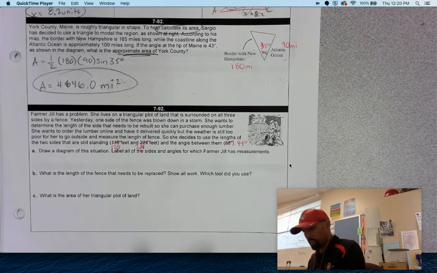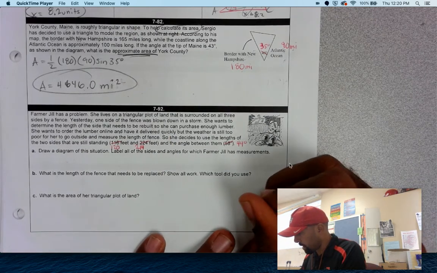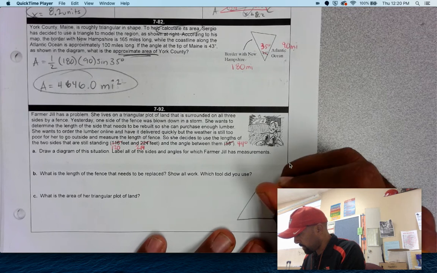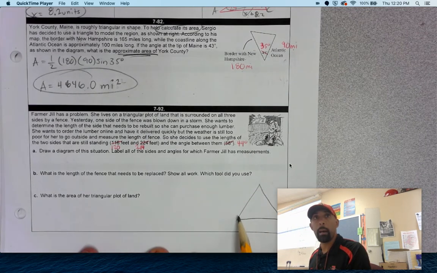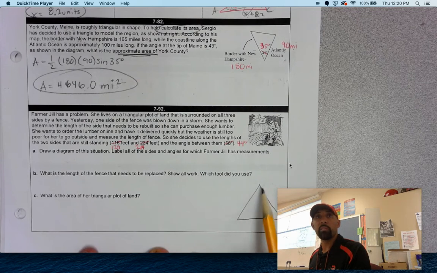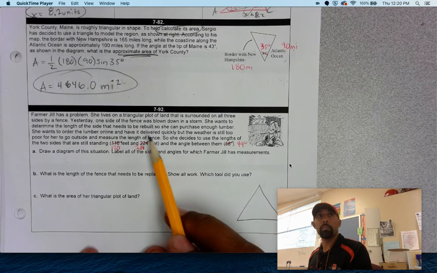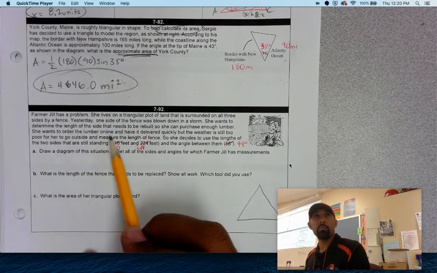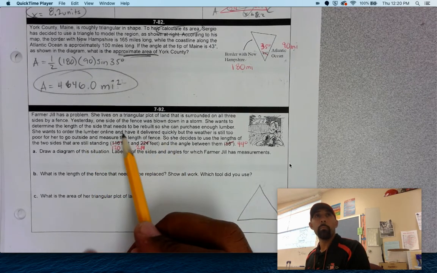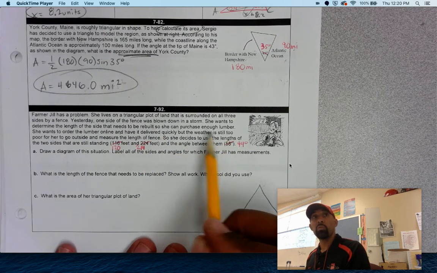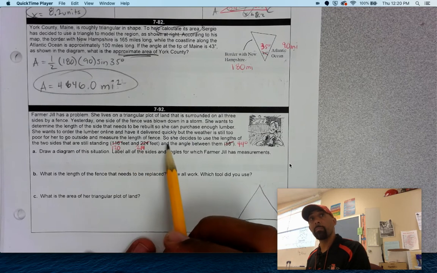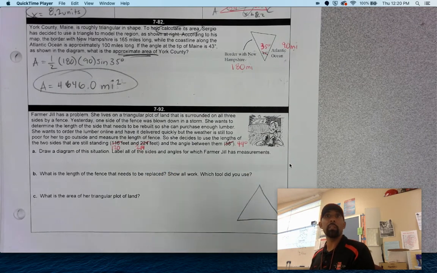So first, let's draw a picture of what this looks like. So you've got this triangle piece of land. Okay, and she said that one side got blown over. One side of that land got blown over. This is the fence line, and she wants to buy some lumber. She said that she has to order online and have it delivered quickly, but the weather is too poor for her to go outside and measure the length of the fence. So it's like too crazy outside.